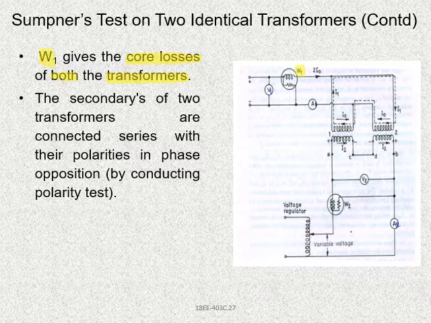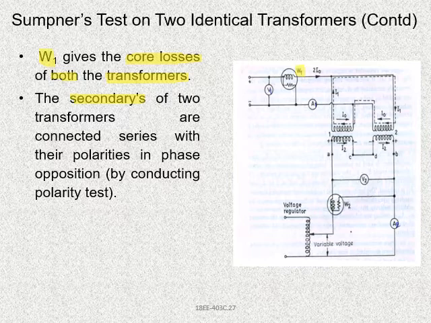And now the secondaries of the two transformers are connected in series. So you can see here the secondaries, see the primary and next this one to this are connected in series. You can see the connection over here. I'm showing it with the green colored bar. You can see clearly over here. It is connected in series.